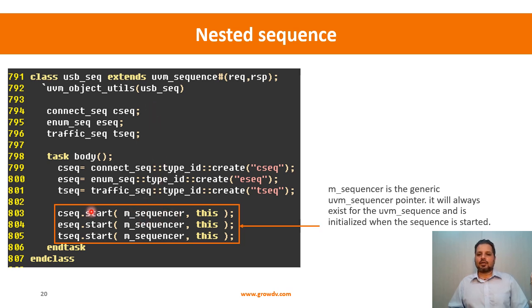So I am passing that to my nested sequences. I am saying connect sequence.start, and I'm passing the m_sequencer handle over here. After that I'm running the enumeration sequence.start, and then the traffic sequence.start. I'm running these sequentially, but these sequences are nested as a part of the USB sequence. From the top level, it will be a USB sequence start, and within that we run these sequentially. That is the use case for nested sequences and how they are accomplished.